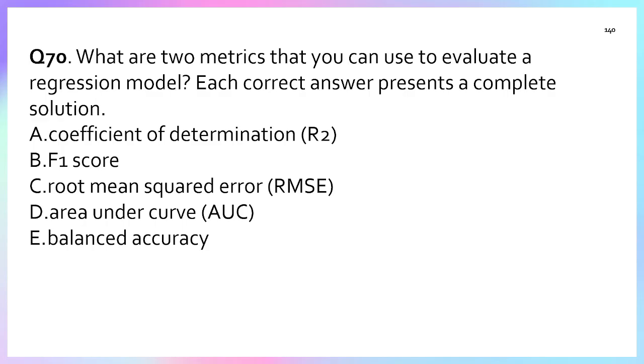Question number 17. What are the two metrics that you can use to evaluate a regression model? Each correct answer presents a complete solution. So we have option A, coefficient of determination, R2; option B, F1 score; option C, root mean square error; option D, area under curve, balanced accuracy. As per my point of view, it will be options A and C: coefficient of determination and root mean square error.